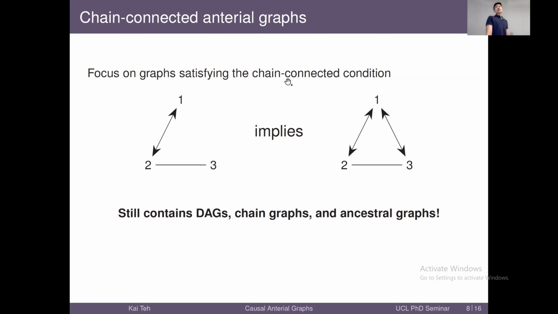So here, chain connected just means that if it's connected, it's fully connected via bidirected edges. For example, here you have 1 connected to 2 via a bidirected edge, so it must connect to all of the chain component that 2 is in, in this case 3 as well, with a bidirected edge. As you can see, even with this constraint, we still contain the graphs of interest, the ones we talked about just now, with DAGs and with undirected edges and bidirected edges. So we still contain that despite having this extra constraint.